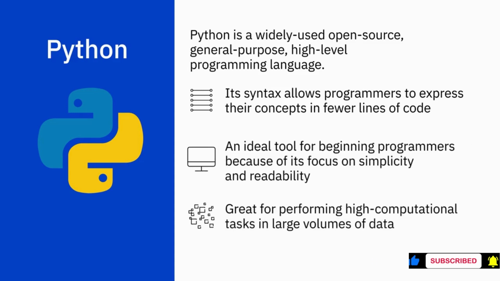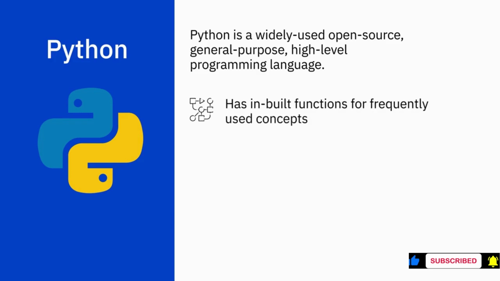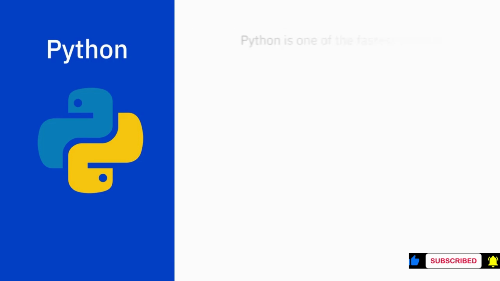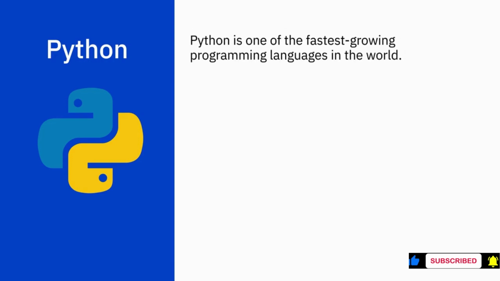It is great for performing high computational tasks in vast amounts of data, which can otherwise be extremely time-consuming and cumbersome. Python provides libraries like NumPy and Pandas, which ease the task by the use of parallel processing. It has inbuilt functions for almost all of the frequently used concepts. Python supports multiple programming paradigms, such as object-oriented, imperative, functional, and procedural, making it suitable for a wide variety of use cases. Now, let's look at some of the reasons that make Python one of the fastest-growing programming languages in the world today. It is easy to learn.